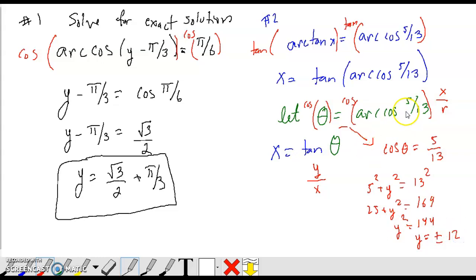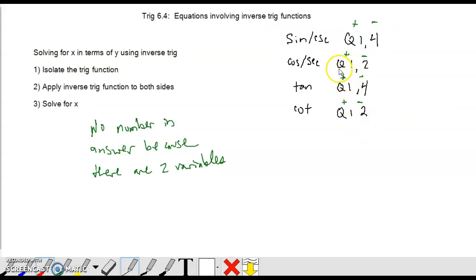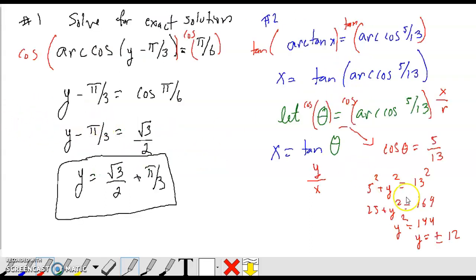Now we want to pay attention. Cosine's positive. So if it's positive, I know I'm going to be dealing with quadrant number 1. And where is tangent also positive? Quadrant number 1. So I know where I'm at. I'm in quadrant number 1. So I'm going to say that my answer is x is equal to whatever tangent of theta is. So tangent of theta is my y, which is a positive 12, over my x, which is 5. So notice that I actually did get an actual solution on this one.